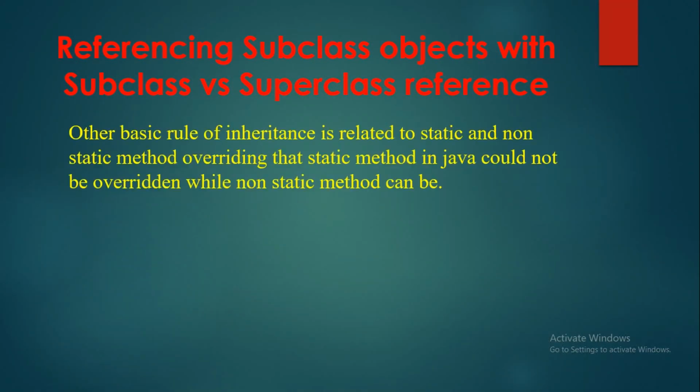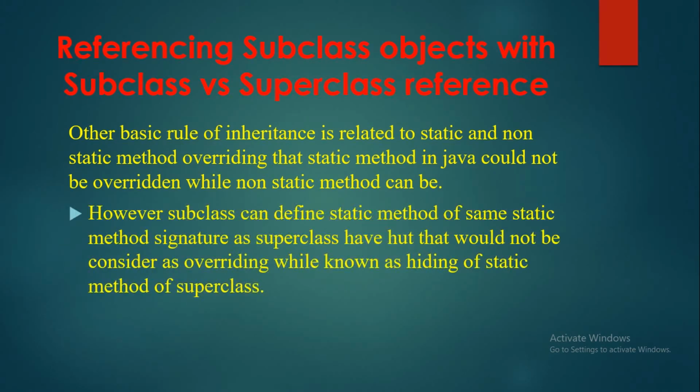Another basic rule of inheritance is related to static and non-static method overriding. A static method in Java could not be overridden because a static method comes under method hiding, while a non-static method can be overridden. However, a subclass can define a static method with the same method signature as the superclass has, but that would not be considered overriding, and is known as hiding of the static method of the superclass.